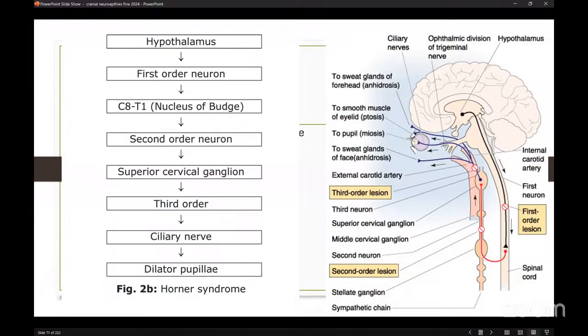So I'll just discuss the order of the Horner system. First is the hypothalamus; the first order neuron goes to C8-T1, the ciliospinal center of Budge, and synapses there. Then the second order neuron starts. It goes to the superior cervical ganglion, then ends there. Then the third order neuron starts, and goes through the ciliary nerve to the dilator pupillae.